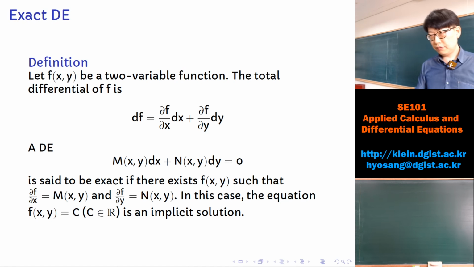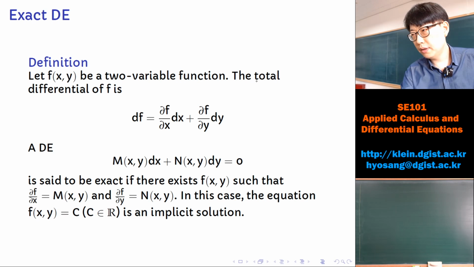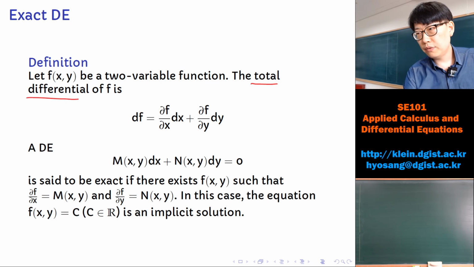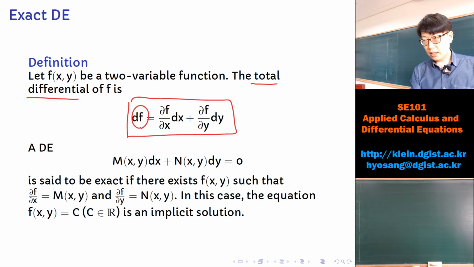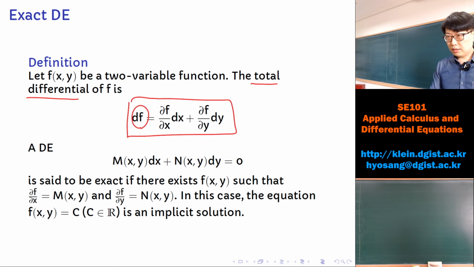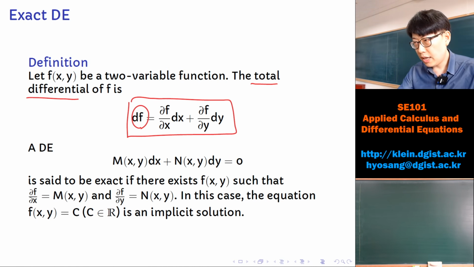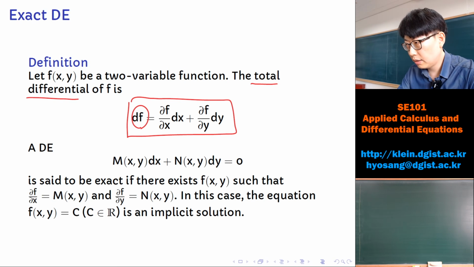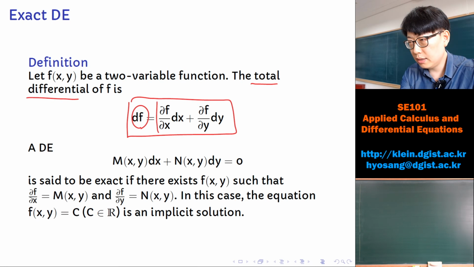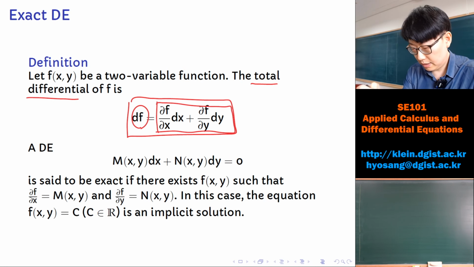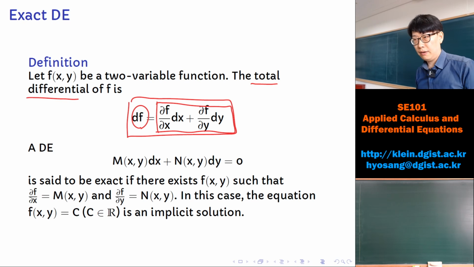So first of all, let's define the total differential of f. So the total differential is of this form. This df is called the differential of f, and df equals ∂f/∂x dx plus ∂f/∂y dy. It's called the total differential of f. This formula, not the equation, the formula, is called the total differential of f.